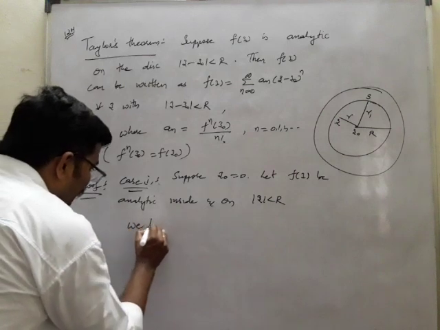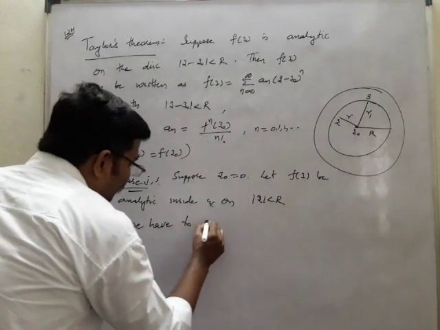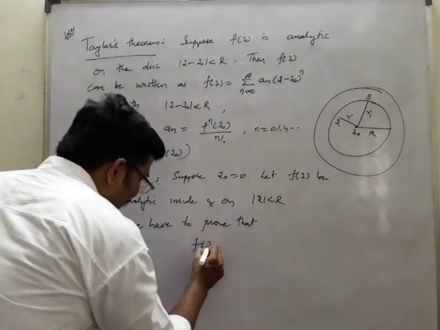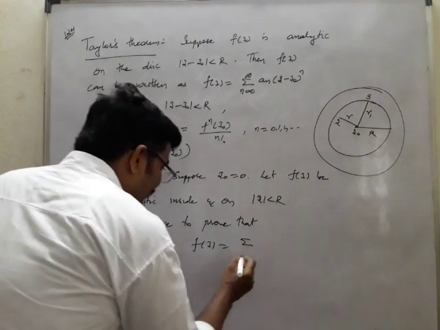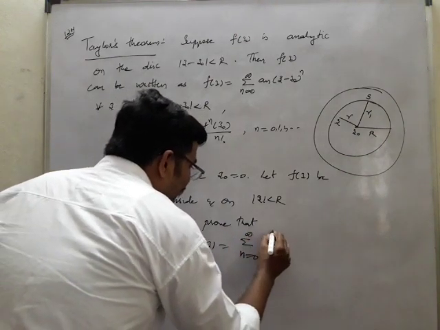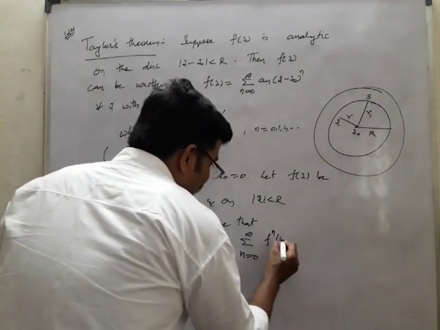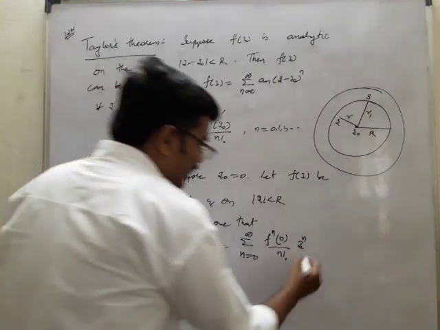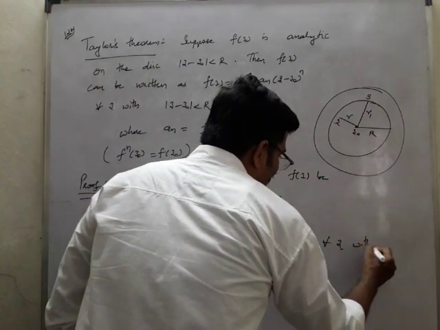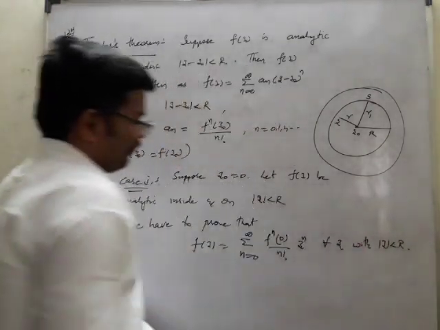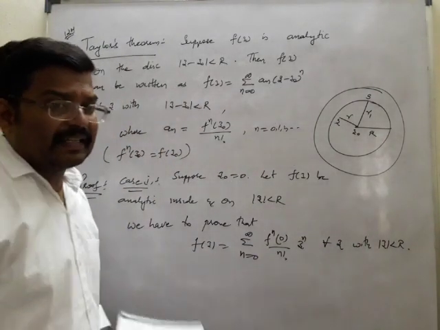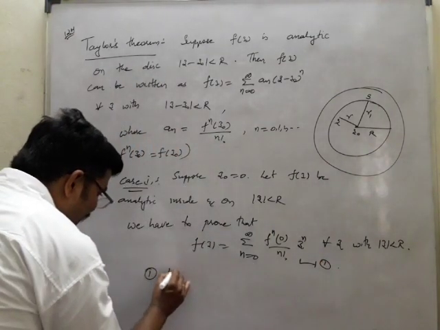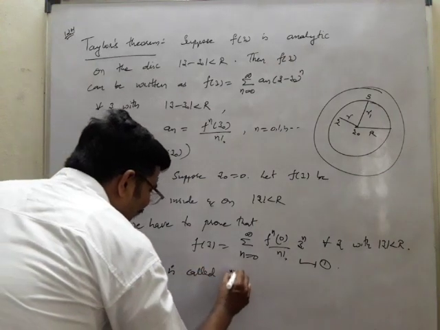Now we have to prove that. We have to prove that f of z is equal to summation n equal to 0 to infinity f power n of 0 by n factorial into z power n, for all z with mod z less than r. Let us take this as number 1. So this equation 1 is called Maclaurin series.